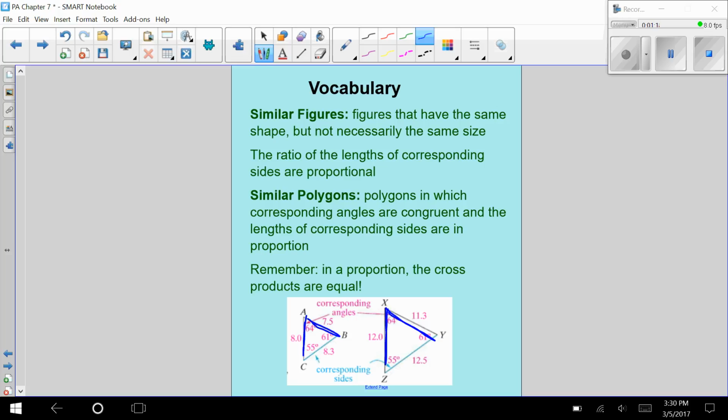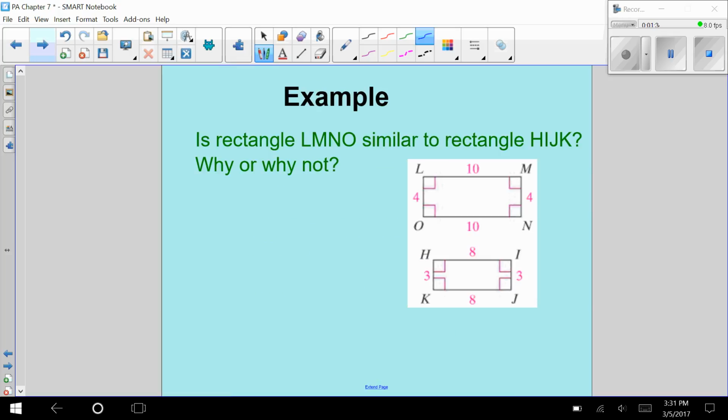Similar polygons are polygons in which corresponding angles are congruent and the lengths of corresponding sides are in proportion. Remember that those cross products have to be equal. So the angles have to be the same and the sides have to be proportional. So we're going to decide if these two rectangles are similar, and why or why not.